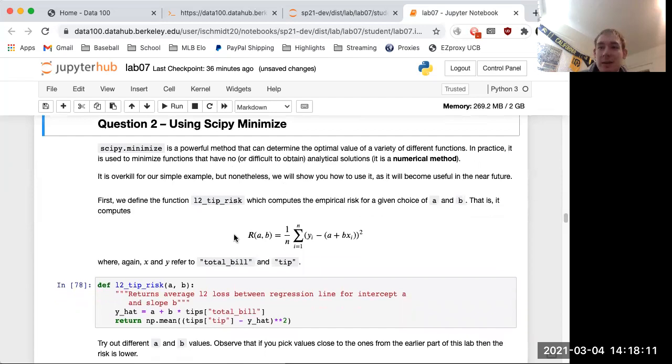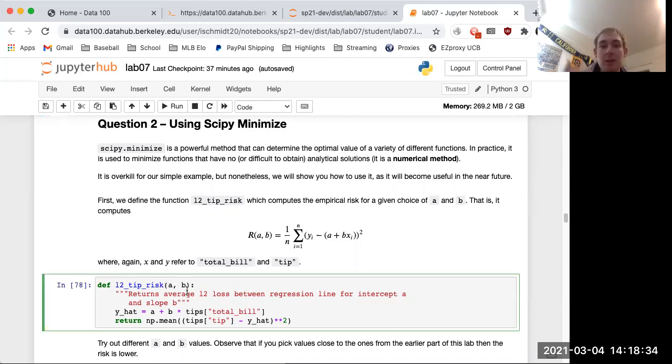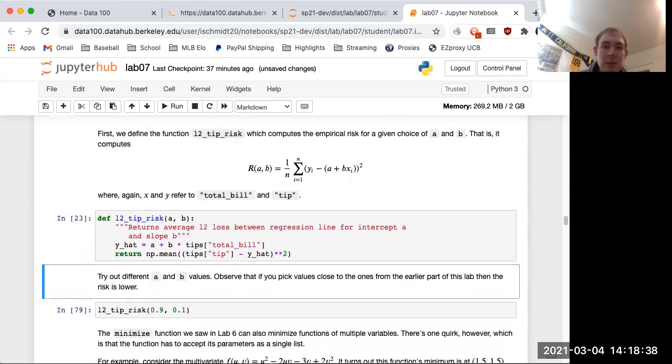So we can define the risk of our model. That's, again, yi minus y hat squared for each data point, sum up, divide by n. So the average squared loss for each data point. And we can call that the risk. And we define that in the function as L2 tip risk of A and B. So it takes in 2 parameters, A and B, and it spits out the risk.